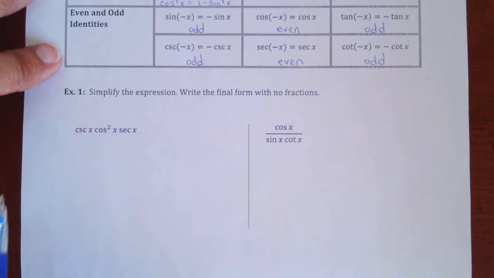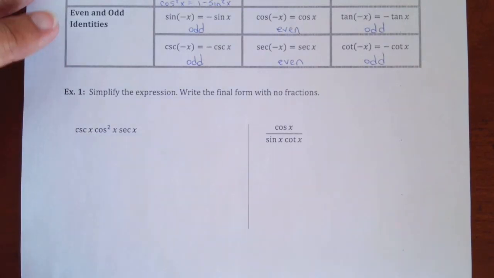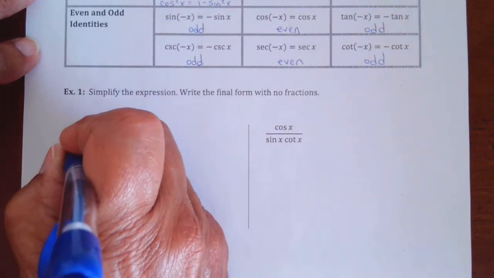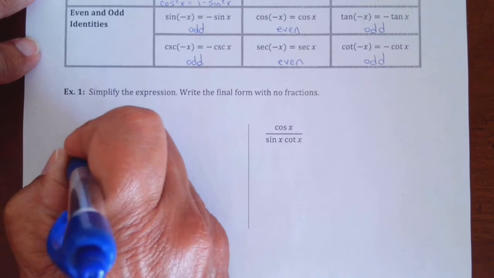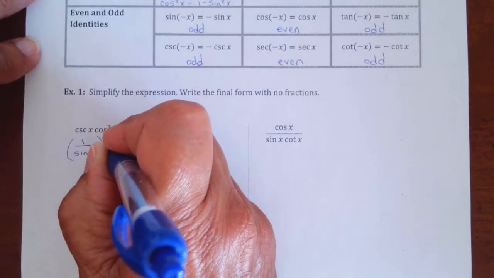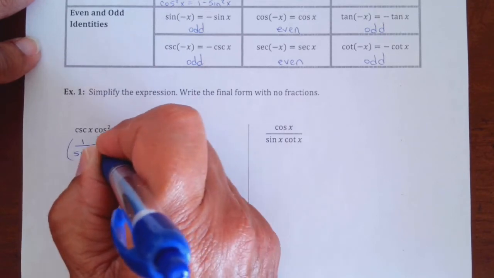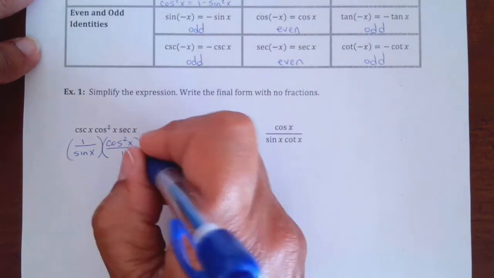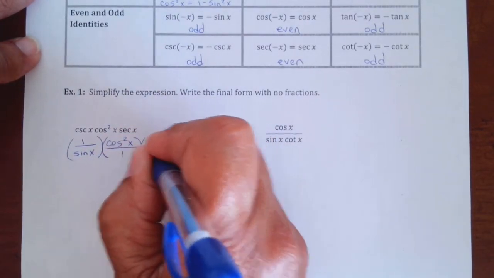So the very first thing I would tell you when you're simplifying an expression is, if it helps you, change everything to sines and cosines, because then you can see what cancels out a little bit easier. So I'm going to rewrite the cosecant of x as 1 over the sine of x. Okay, same thing. Cosine squared is just cosine squared, which remember is over 1. And then the secant of x is 1 over the cosine.